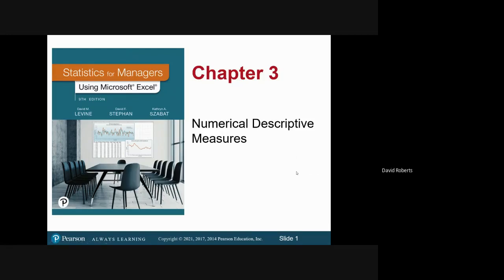Welcome to Chapter 3, Descriptive Measures. Now, in this chapter, you're going to see some formulas, and some of them may look rather complex. But fortunately, in today's world, we have calculators and we have spreadsheets. The focus of this course is on spreadsheets, specifically Excel, to do a lot of these calculations where the formulas are pre-done or built in. So we can simplify things a great deal.